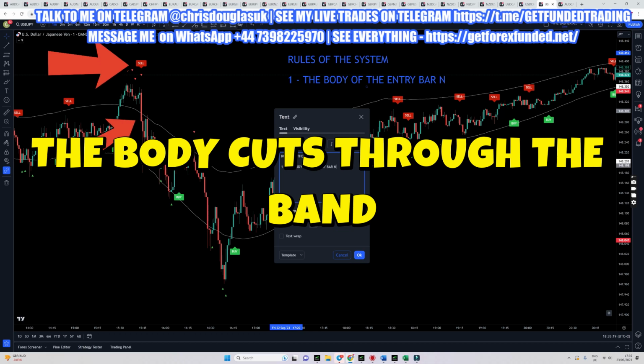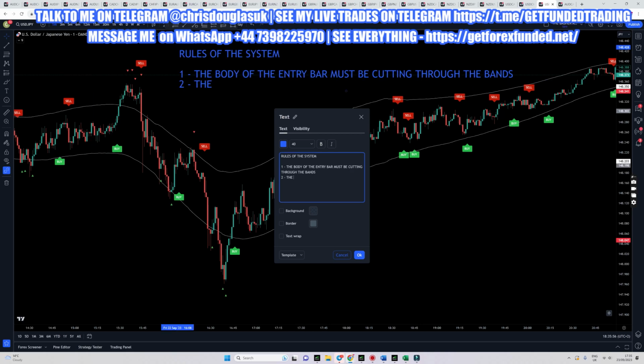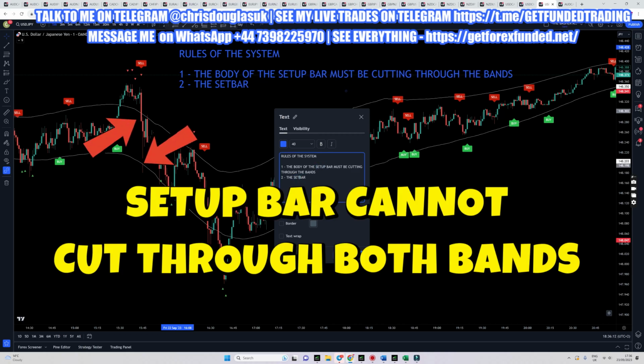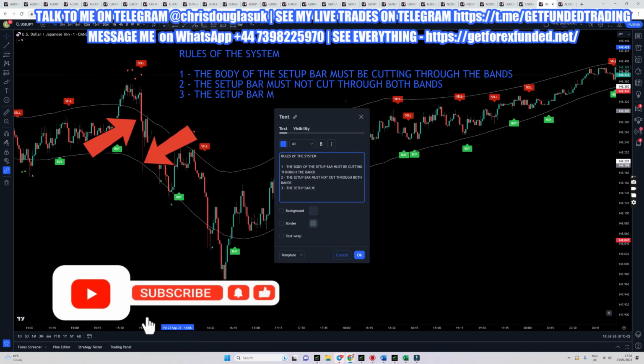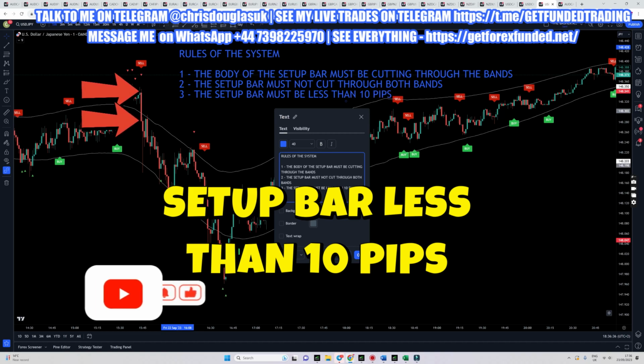Firstly, the body of the setup bar must be cutting through either the upper or the lower band. That is the first rule of the system. The second rule of the system is that the setup bar must not cut through both bands, as that would invalidate the entry. The third rule of the system is the setup bar must be less than 10 pips from the high to the low.